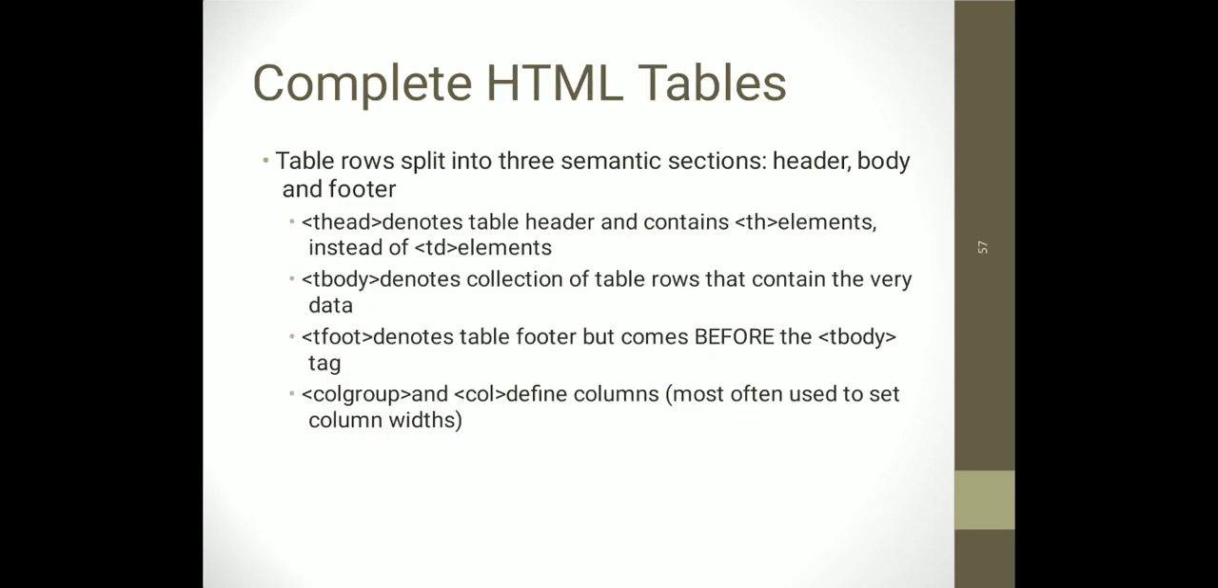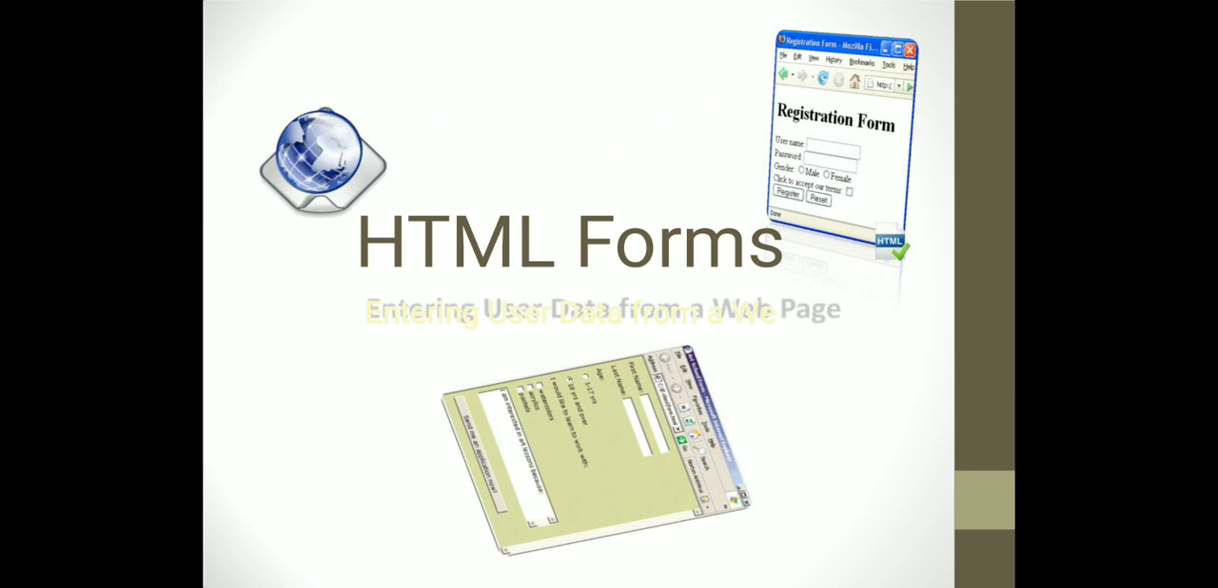Then complete HTML tables. Okay, so the things that are used in tables, like thead denotes the table header and contains th elements instead of td elements. tbody denotes the collection of table rows that contain varied data. tfoot, colgroup, and col define the columns. Okay, so all these things are related with HTML tables.